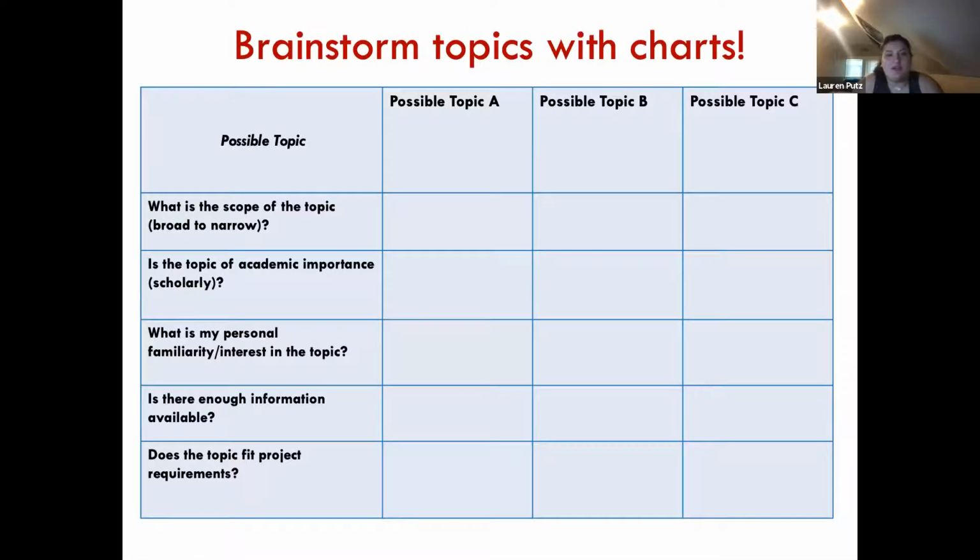So when we are talking about brainstorming topics, we can always use charts. If you have multiple topics that you are trying to narrow down, you can make a chart kind of like this. So our possible topics are, what is the scope of the topic? Is the topic academic enough information available? And then does the topic fit project requirements? So you can say, possible topic A, possible topic B, and possible topic C, and then answer all these questions to narrow down which one may be the best. If you guys want to, you can absolutely go ahead and just take a picture of this slide so you know how to set up a chart further down the line when you are asked to write a paper. But this kind of chart is very helpful if you are having trouble narrowing down to just one topic when you're writing a paper.